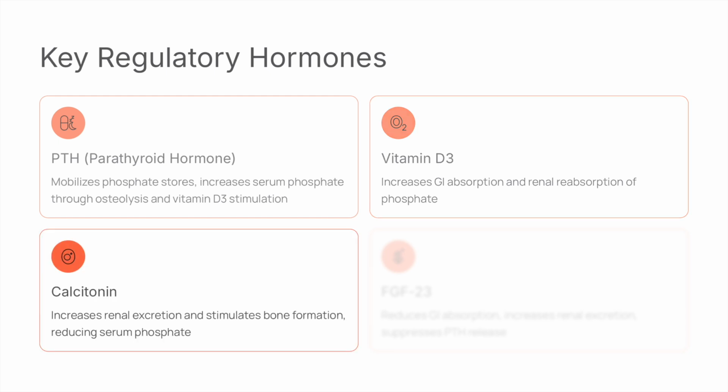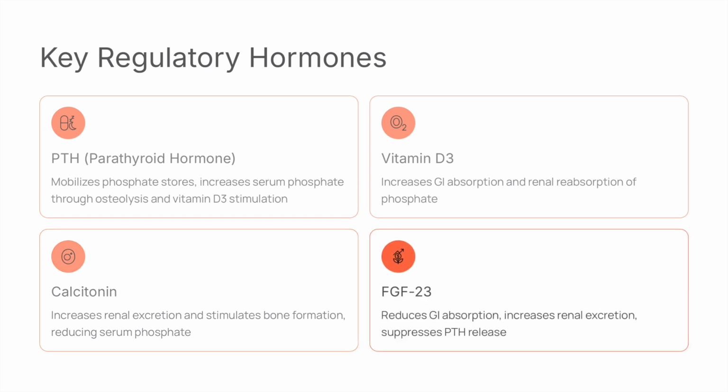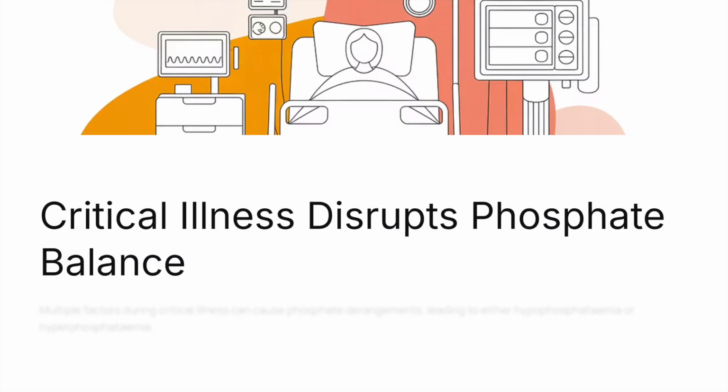You have calcitonin, which increases the renal excretion and stimulates bone formation, reducing the serum phosphate levels. And finally, you have FGF23, which reduces the GI absorption, increases the renal excretion and is suppressed by the PTH release.